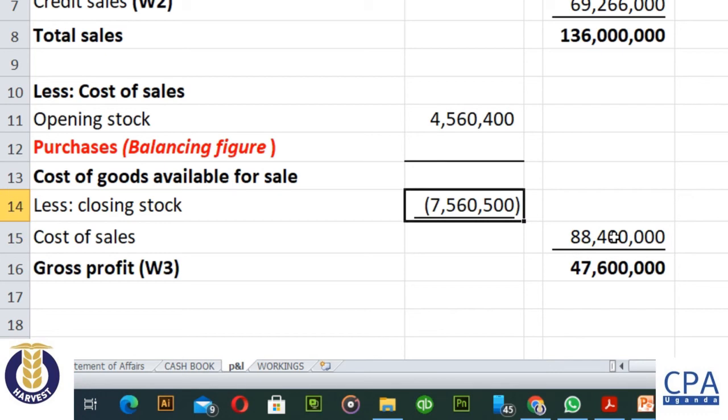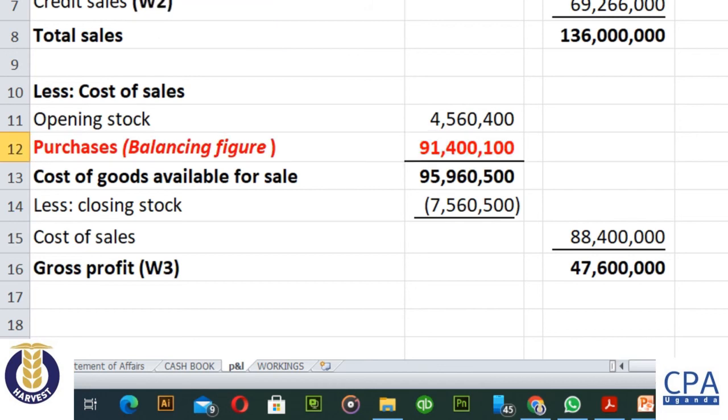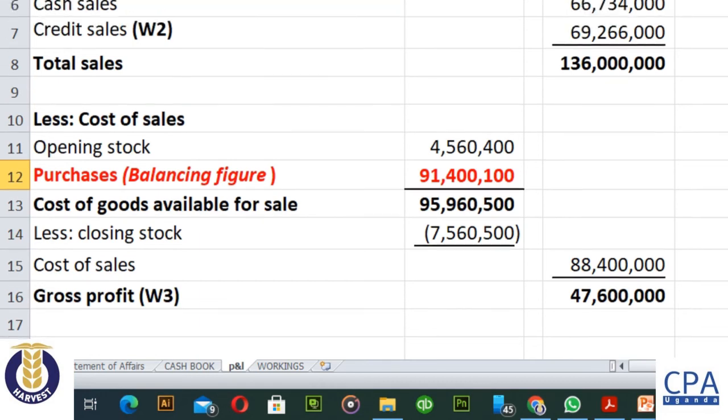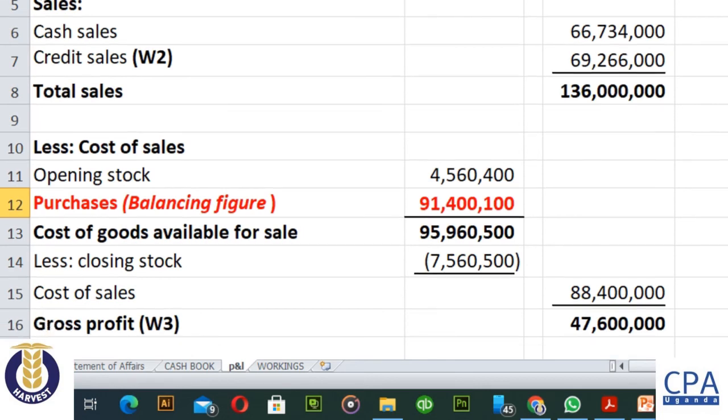and now I will add the 7.5 closing stock on the cost of sales to give me the cost of goods available for sale. You can prove that the cost of goods available for sale, I will add the closing stock to the cost of sales. So that leaves me with the total purchases, the unknown figure of 91.4 million. Now whatever I'm doing here, you should be appreciating the formula for determining gross profit, the formula for determining cost of goods available for sale, the formula for determining the cost of sales.